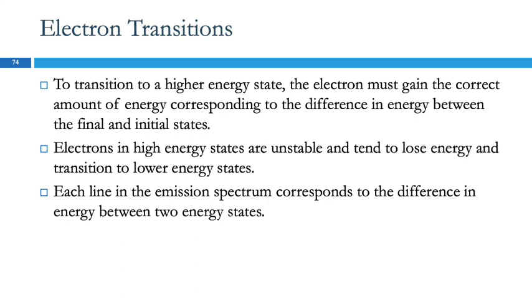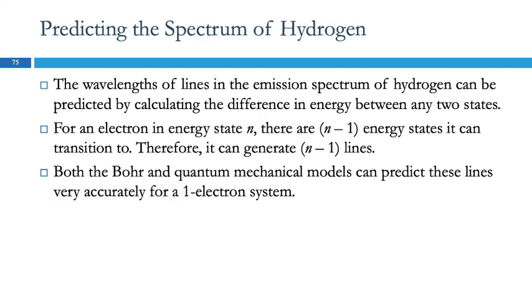So in order for an electron to go to a higher energy state, it has to gain the correct amount of energy that corresponds to the difference in those energy levels. Electrons in high energy states are unstable. They tend to lose energy and go down to lower energy states. Each line in the emission spectrum corresponds to the difference in energy between two energy states. So that's kind of a summary. So the wavelengths of the lines in the emission spectrum of hydrogen can be predicted by calculating the difference in energy between any two states.